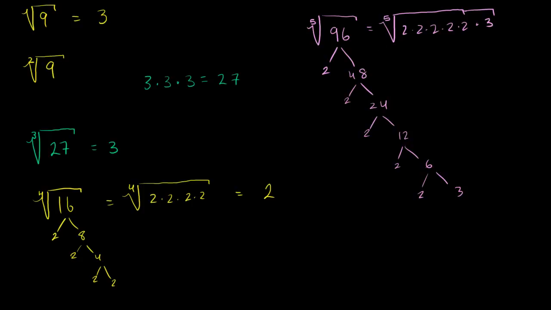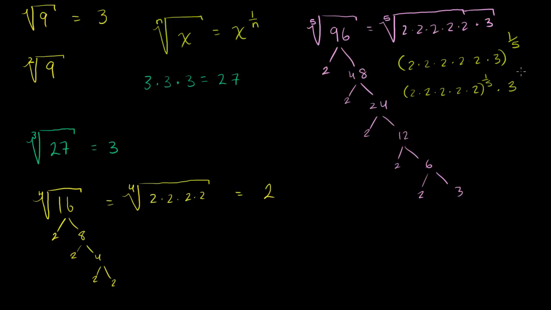Or another way you could view it is as a fractional power. We've talked about that already. This is the same thing as 2 times 2 times 2 times 2 times 2 times 3, to the 1/5 power. Let me make this clear. Having an nth root of some number is equivalent to taking that number to the 1 over n power. These are equivalent statements right here. So if you're taking this to the 1/5 power, this is the same thing as taking 2 times 2 times 2 times 2 times 2 to the 1/5 times 3 to the 1/5.